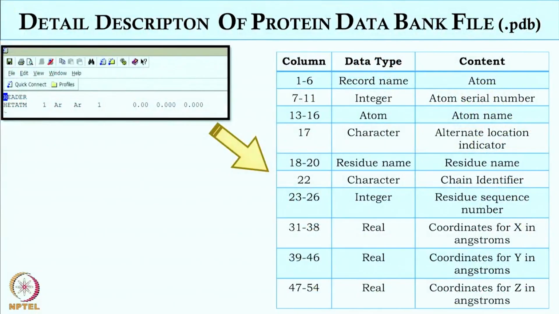Then column 23 to 26 is the integer, which is the residue sequence number. Since here it is only one monoatomic molecule, the sequence number is 1. Then column 31 to 38 is real type data, and it's the coordinate for the x-axis in angstrom. Similarly, column 39 to 46 is the coordinate for the y-axis in angstrom, and 47 to 54 is the coordinate for the z-axis in angstrom. So now you are saying that all these coordinates are given in angstroms.